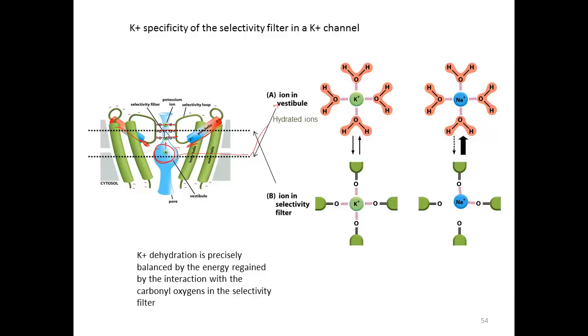When you get into the selectivity filter, potassium is big enough to be coordinated by these carbonyl groups that are part of the protein amino acids lining the channel. Sodium is too small. It's only going to be interacting with 2 carbonyl groups, making this a much less energetically favorable position, and so if a sodium ion happened to jump into this first position, it wouldn't proceed to the second and third position, but would be more likely to return to the vestibule.